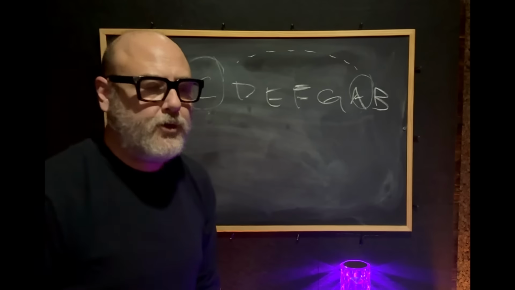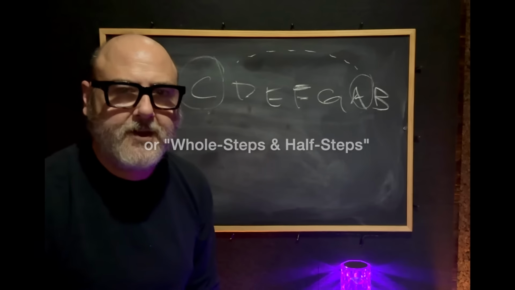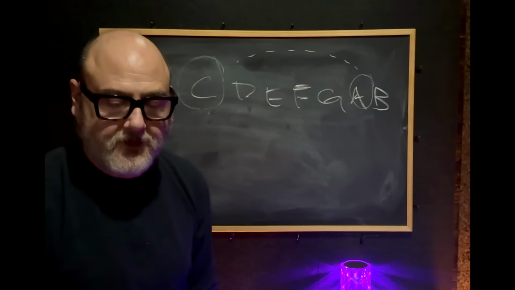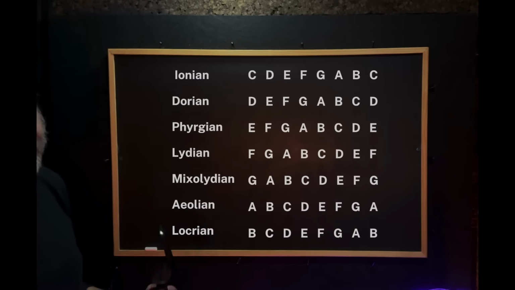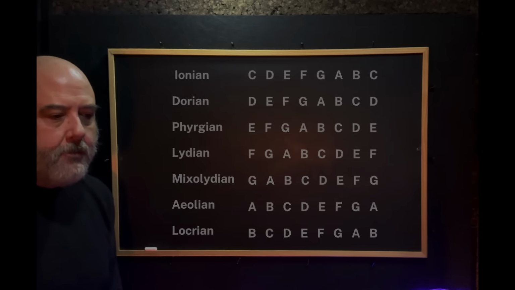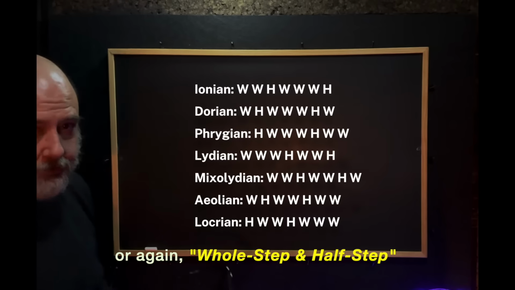So in order to fully get modes, you need to understand the relationship between whole tones and half tones, and that's what I'm going to be going over in this video. This video is a follow-up from the last one about how we spell out the modes first. In this video, I'm going to talk about the intervals and the relationships of whole tones and half tones in each mode. I'm going to start with the C Ionian.